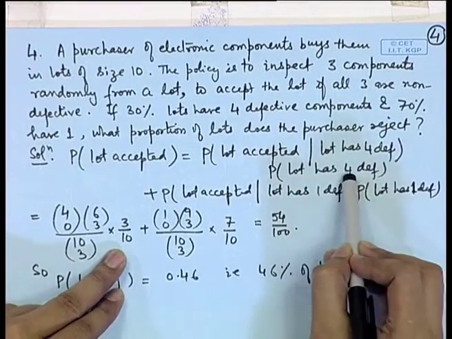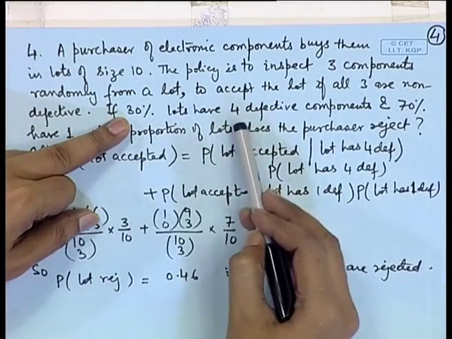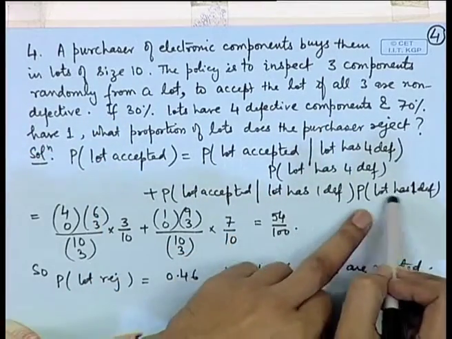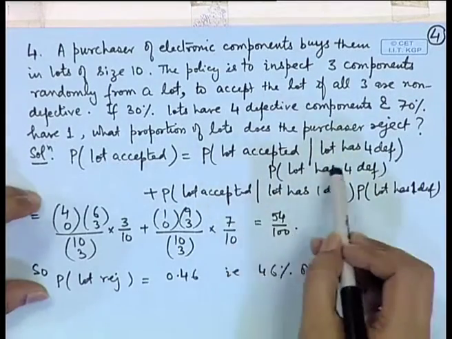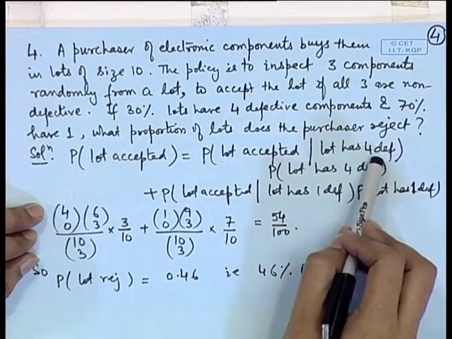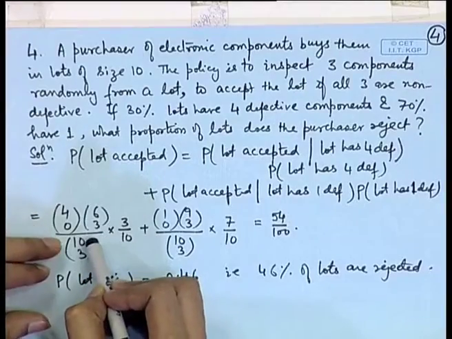So, probability that the lot has 4 defectives is 0.3, because 30% of the lots have 4 defective components, and similarly the probability that the lot has 1 defective, that is 0.7. Now, what is the probability of the lot getting accepted if the lot has 4 defective items? So, total number of items in the lot is 10, we are selecting randomly 3.